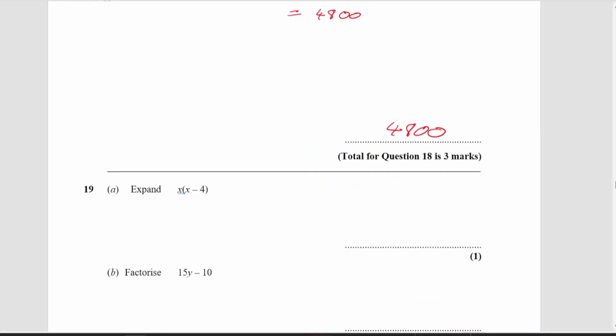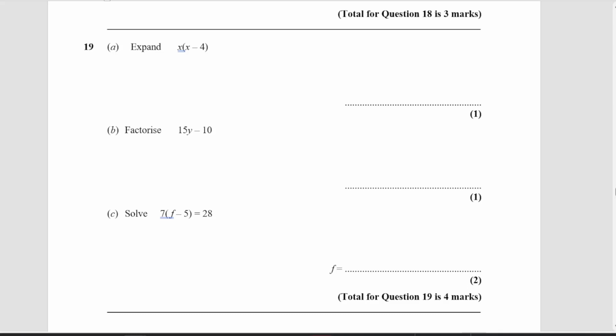Okay then, question 18, expand. So x times by x would give me x squared, and then x times by minus 4 would give me minus 4x. Factorize, put into brackets, so 5 open bracket, 3y minus 2. And then solve. So I would divide by 7 first of all, so f minus 5 is equal to 4. And then add 4, so f is equal to 9.